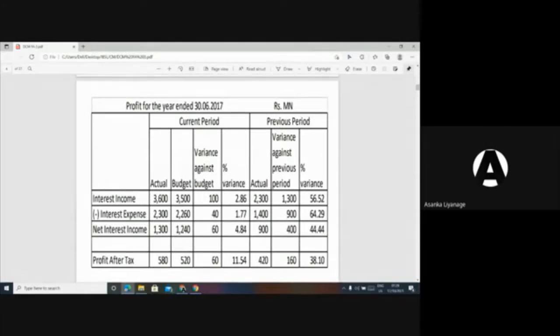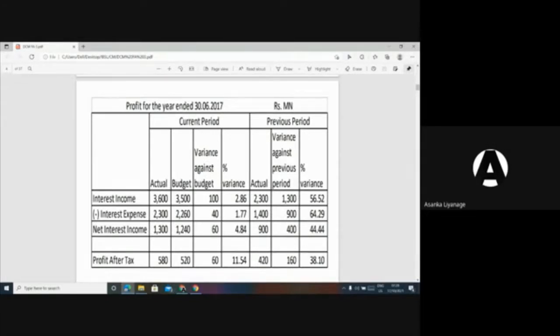Then net interest income, the difference is 60. 60 divided by the budgeted one, that is 1,240, that is 4.84%. Similarly, if you take the last row, profit after tax, 580 is the actual one, the budgeted one is 520. We have a difference of 60, meaning 60 divided by 520, we have an increase of 11.54%.